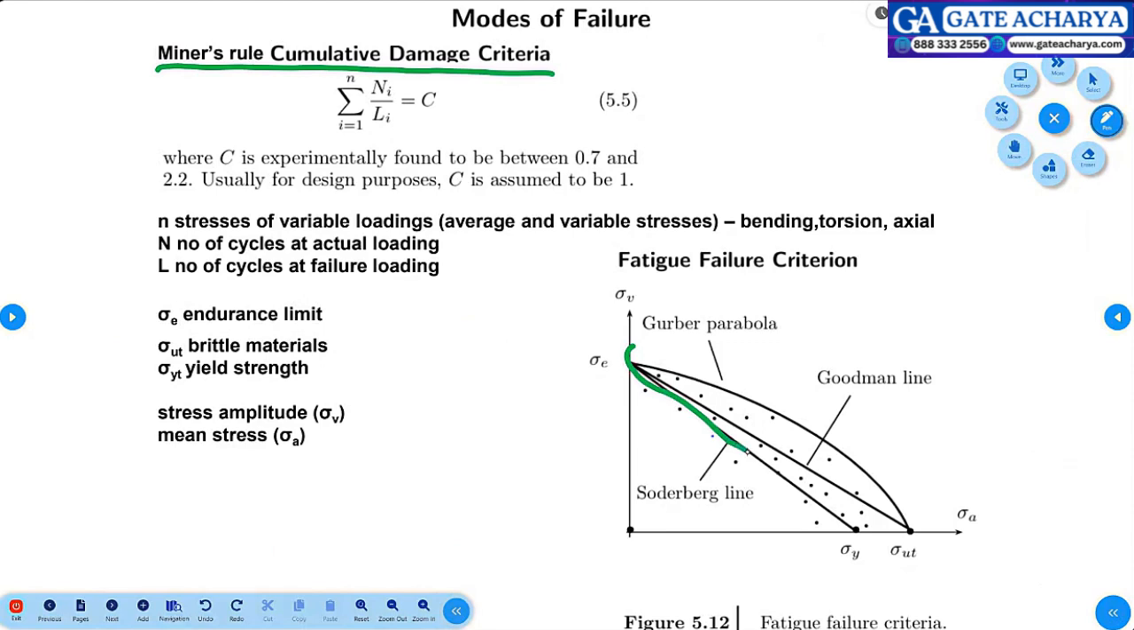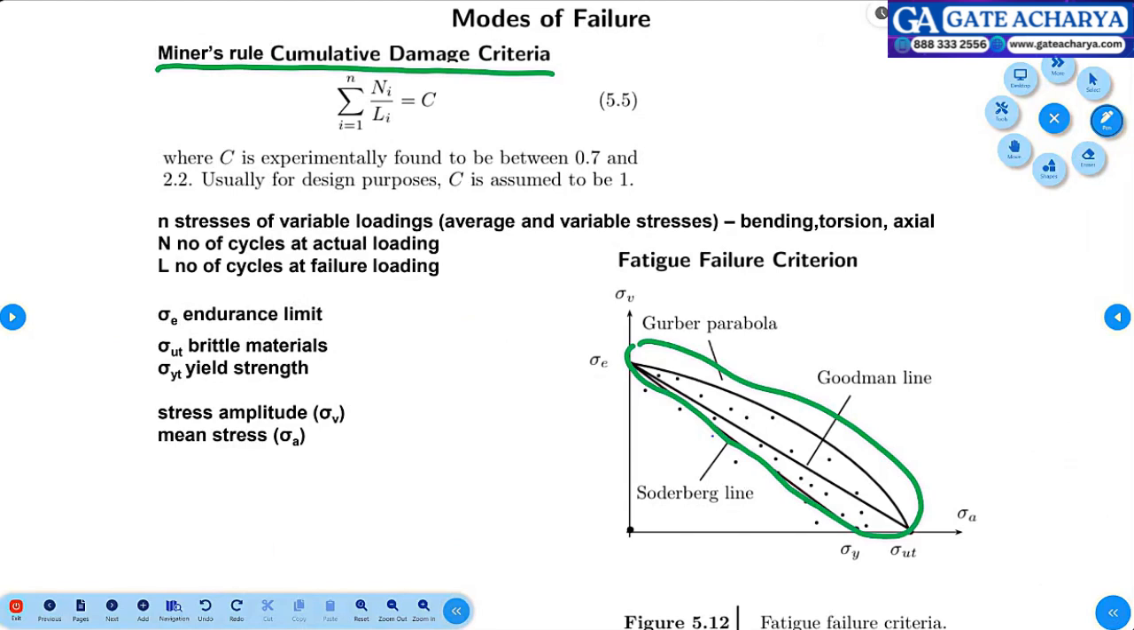If it is beyond, above or below, this shows that we are going to land up in failure so easily. This is the design space. Among all three, Soderberg is a very conservative, safe criterion. The Goodman line occupies the region between Gerber and Soderberg. And when do we take up Gerber's parabola? If the material or loading is showing non-linear behavior, at that time we go for Gerber's.